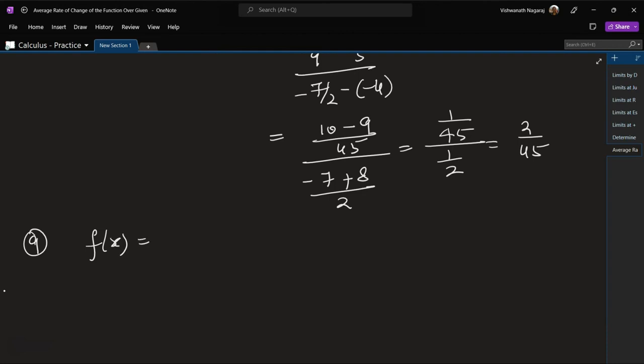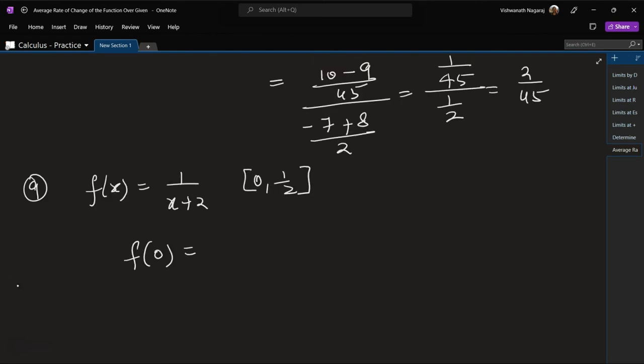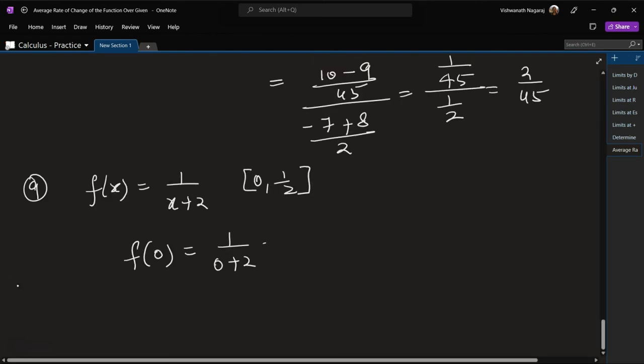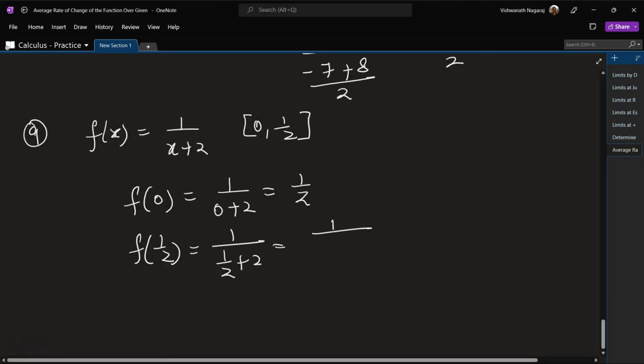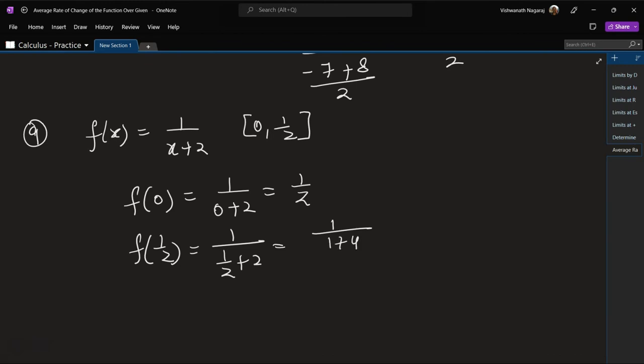F of x is equal to 1 by x plus 2 in the interval 0 comma half. F of 0 is equal to 1 by 0 plus 2, which is equal to 1 by 2. F of half is equal to 1 by half plus 2. This would be equal to 1 by 1 plus 4 by 2, which is 1 by 5 by 2, which is 2 by 5.